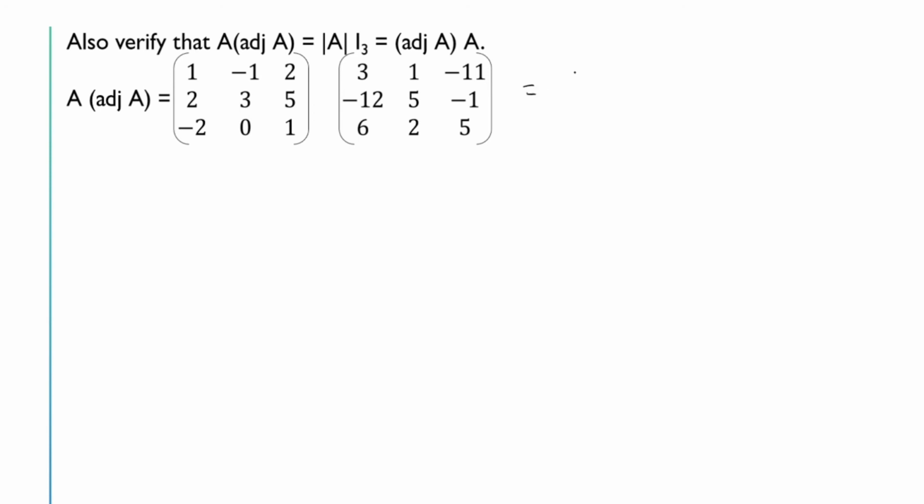So this is equal to the first row of this matrix multiplied with the elements of the first column of this matrix. So it is 3 plus 12 plus 12, then 1 minus 5 plus 2, plus 4, then minus 11 plus 1 plus 10.